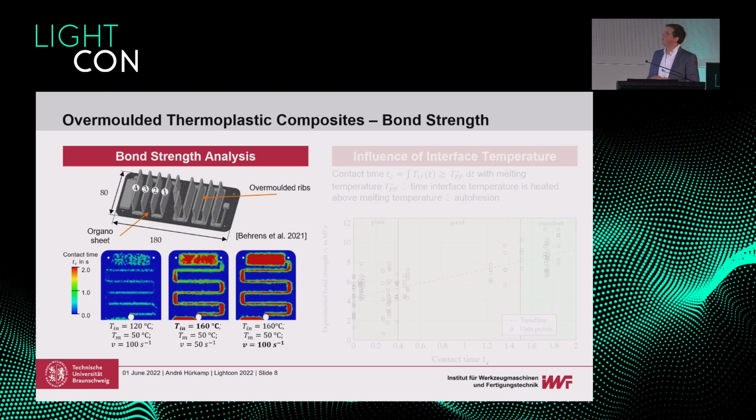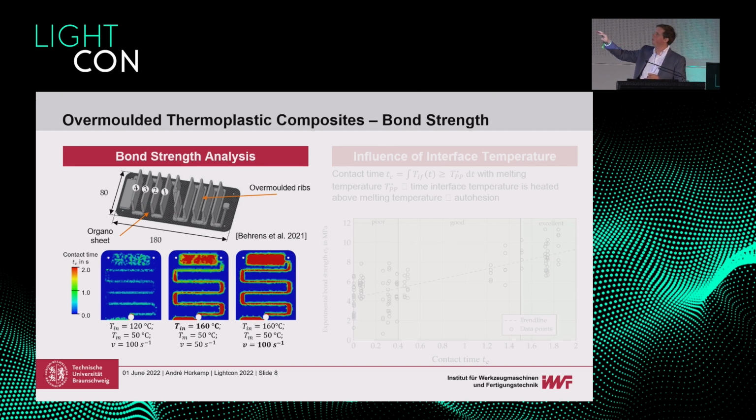And as you can see here on this example, this is a very academic example where we produce some testing specimens, some ribs, and what you can see here is the contact time displayed, which is the time the interface is heated above melting temperature. And of course, the thermoplastic has to be melted, otherwise we don't achieve any bonding.